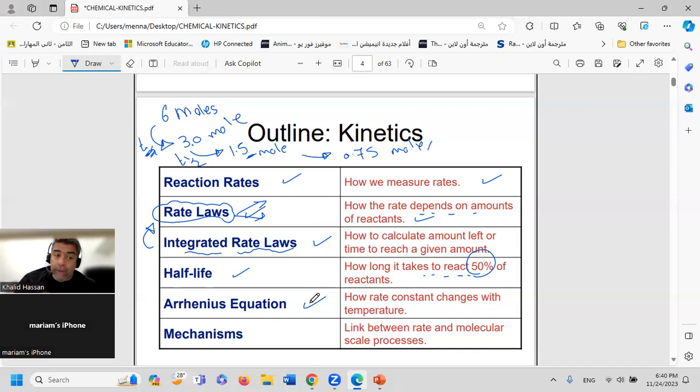Arrhenius equation always relates to how the rate constant depends on the temperature. We discussed that temperature is one of the factors affecting the rate. So we will relate the Arrhenius equation and the temperature with something we call delta H naught, which is the change in enthalpy. And finally, the mechanism: the link between the rate and the molecular scale process. So the rate and what's going on inside, how it proceeds during this period of time. So these are the points covering kinetics.